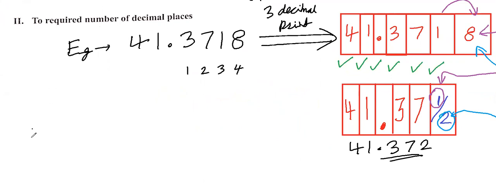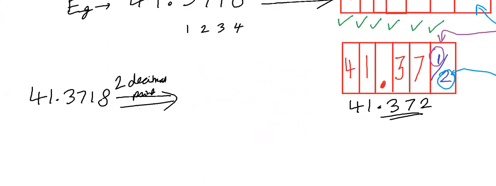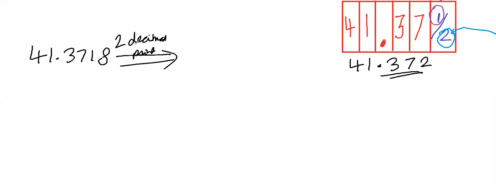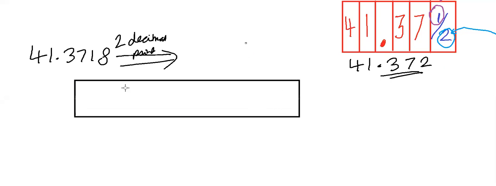So I have a number 41.3718. I want to round off this to 2 decimal points. Sir, can you explain what? Yeah, that's what I am explaining to you. So what I'll do first, I will keep this in a box like this. I will keep all these numbers in this box.